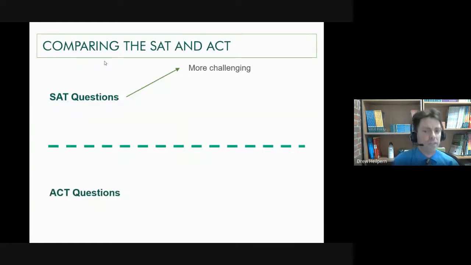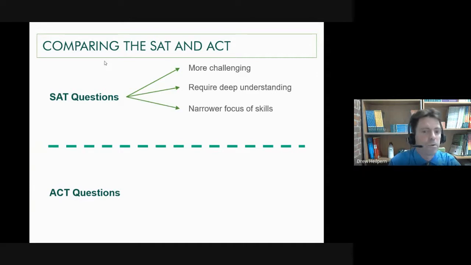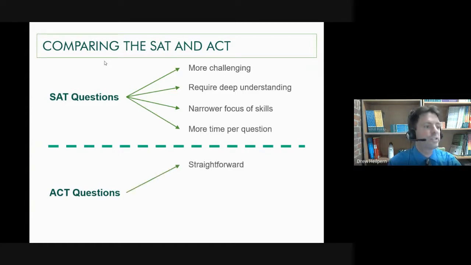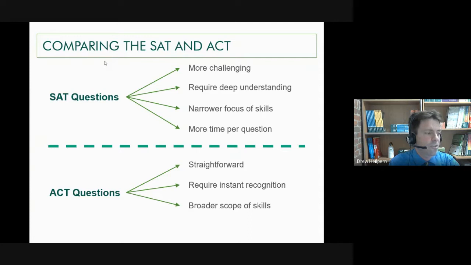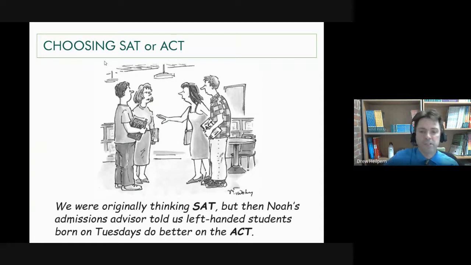So again, a lot of overlap in terms of the content between these two tests, but very, very different in terms of their approaches. The SAT is more of a power test: more challenging questions, more challenging reading, requires a deeper understanding, a narrower focus of skills, especially on the algebra in the math section, but more time per question. Whereas the ACT questions are more straightforward, but do require instant recognition, as we saw with that slope of the line question and that science question. Broader scope of skills, again more geometry, more math topics on the ACT math. But again, the difficulty is the pace of it. It's almost a total sprint from start to finish, which then brings us to the $1 million question.